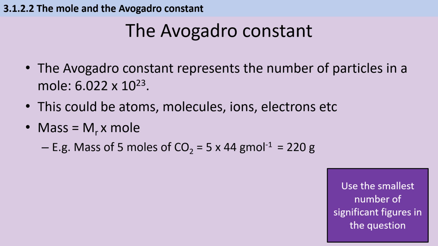In all your calculations where you're using this number and where you're doing quantitative chemistry in general, you should be giving your answer to an appropriate number of significant figures. And you can work that out by looking at the numbers used in the question, and whatever the smallest number of significant figures used is, that's the number that you want to round to.